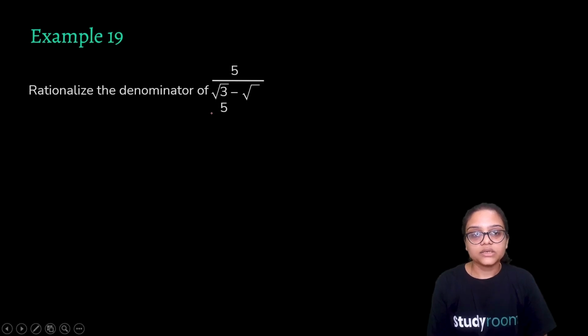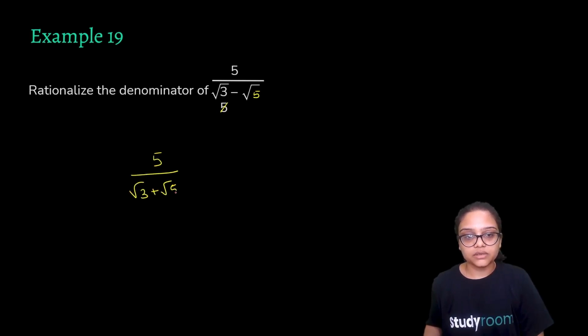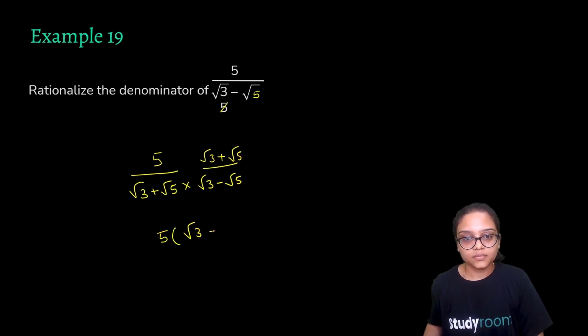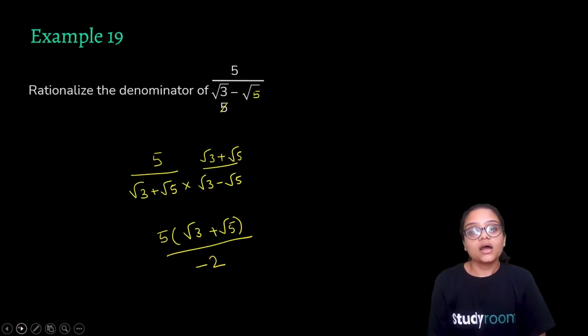Now rationalize the denominator of this. So 5 divided by 3 minus, suppose the 5 is here. We'll simply multiply by the plus equivalent, and it will give 3 minus 5, which is minus 2. We could take the minus above, but still it's rationalized. Minus 2 is also fine; it's of the form p by q, and it's a rational number.